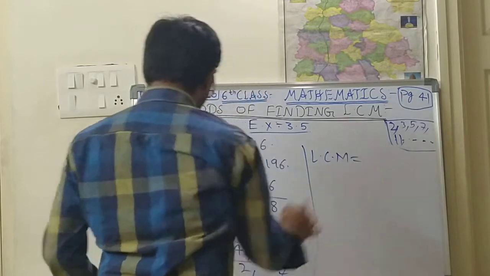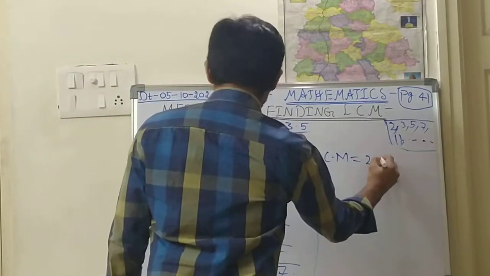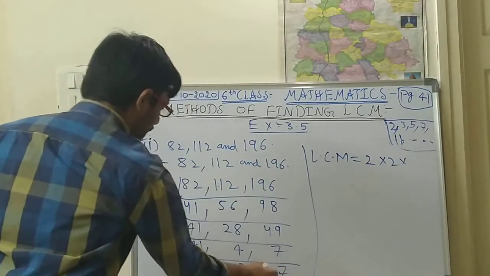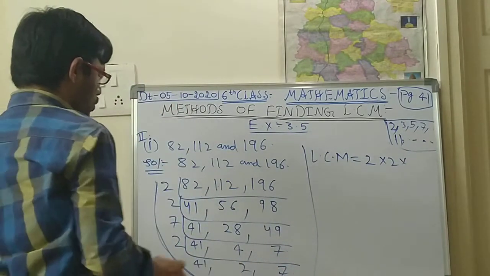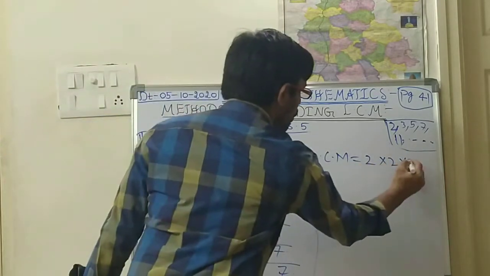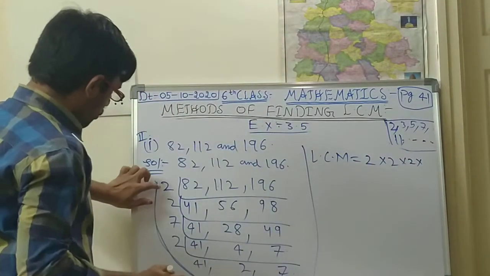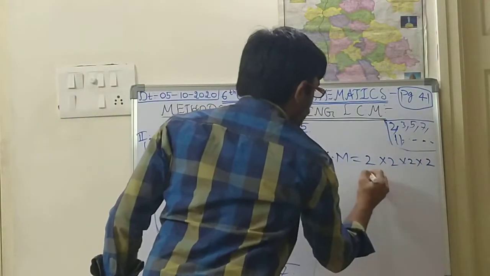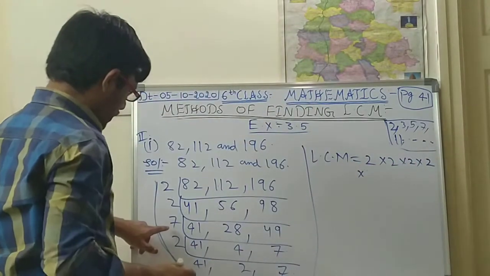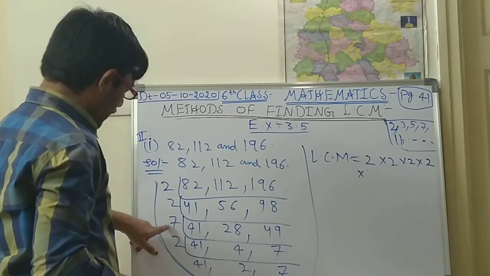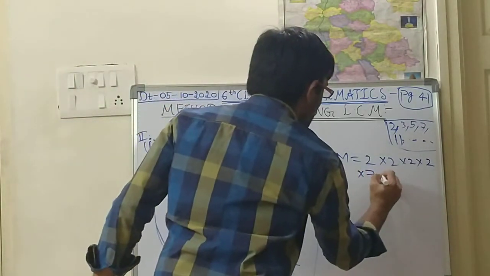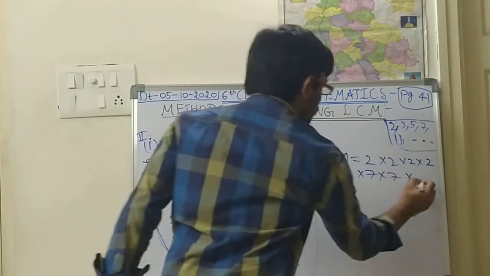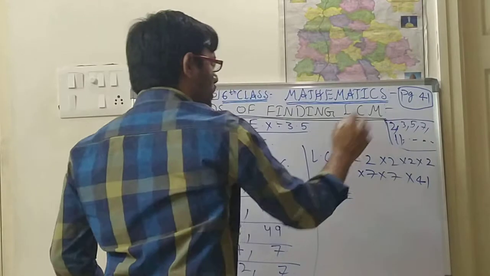LCM is equal to 2 into 2 into, just multiply all these numbers. Multiply these last numbers. So 2 into 2 into 2 into. First I am writing 2. How many 2s are there? 1, 2, 3, 4. So 2 into 2 into 2 into 2 into. Next 2 after 7 is there. So 7 into 7. Next 41. So multiply all these things.